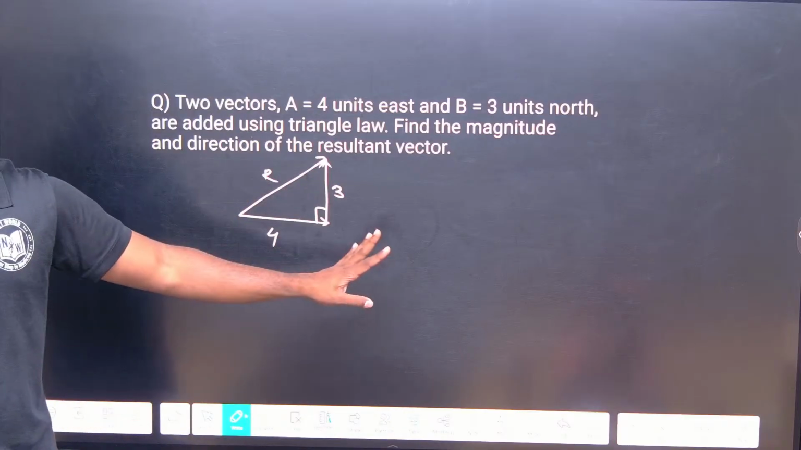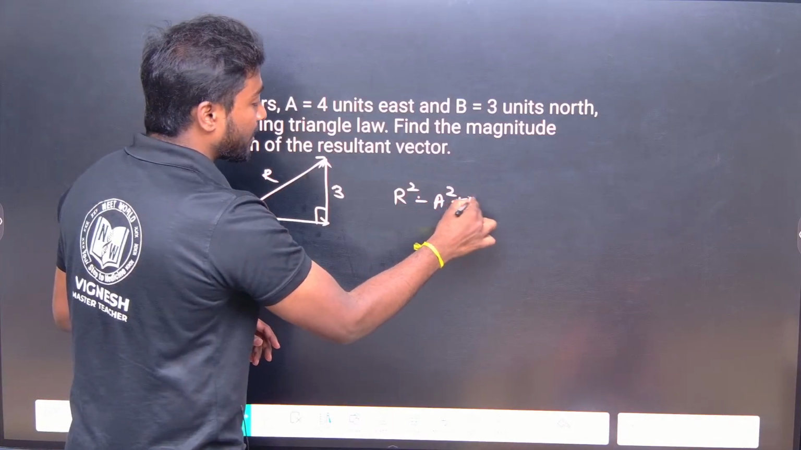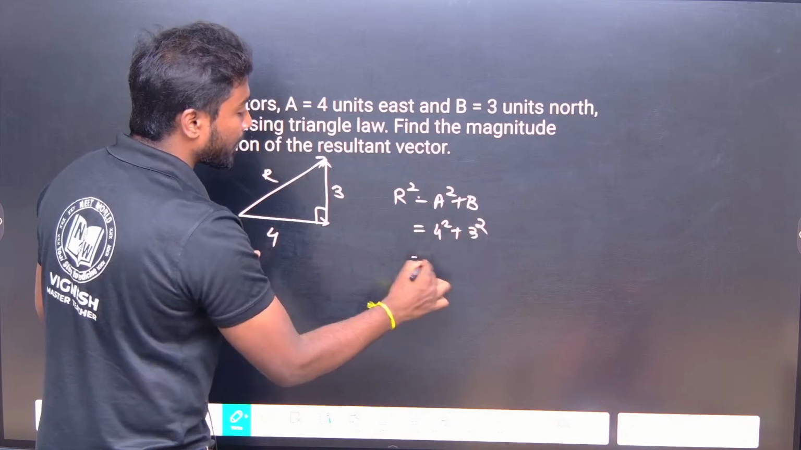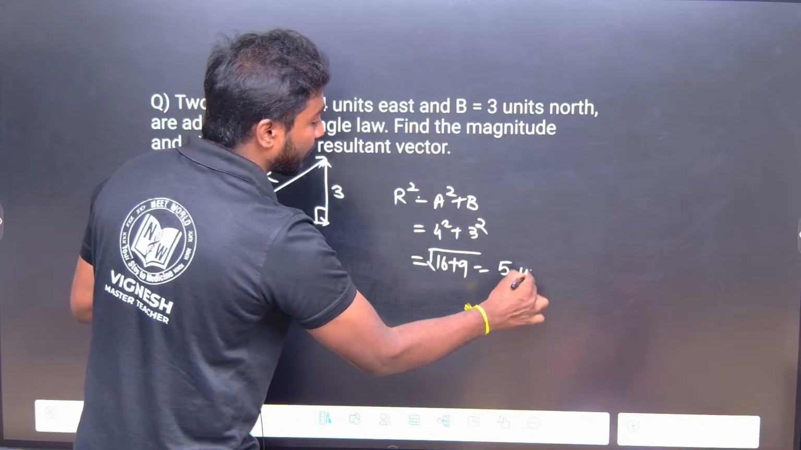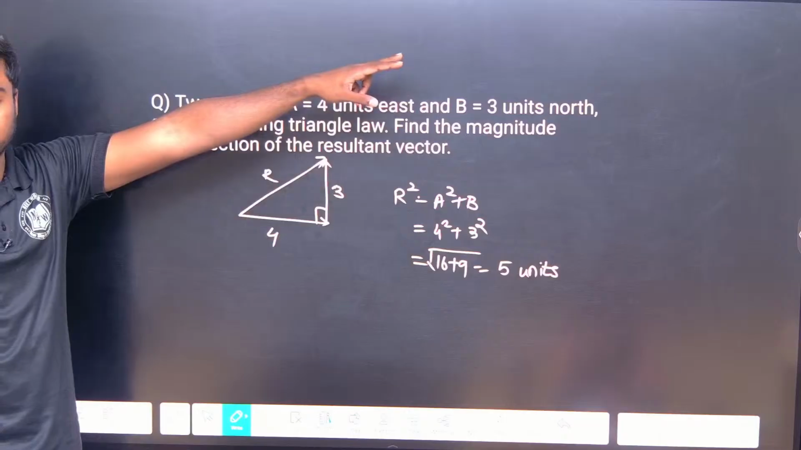Yes. R square equals to a square plus b square, which is nothing but a square is 4 square, b square is 3 square, 16 plus 9, which is under root, which is nothing but 5 units. 5 units from northeast direction.